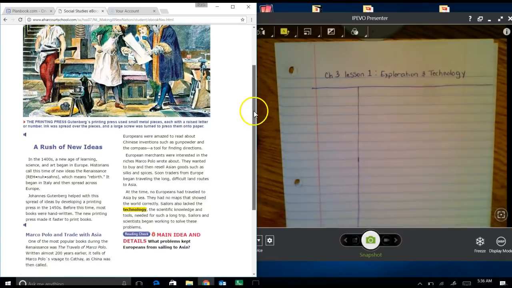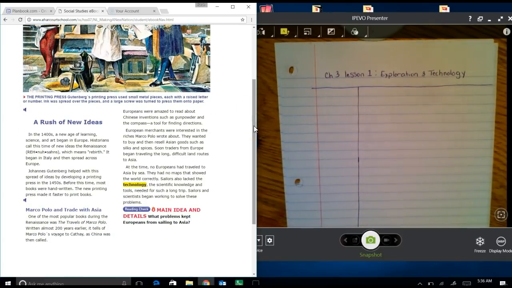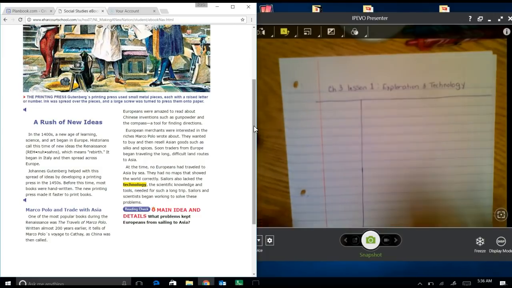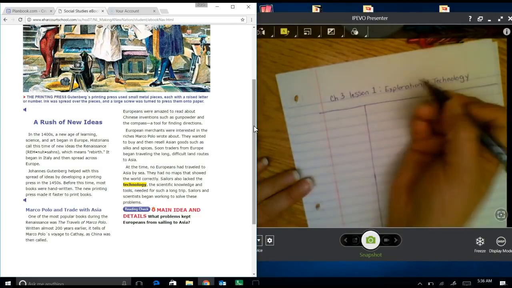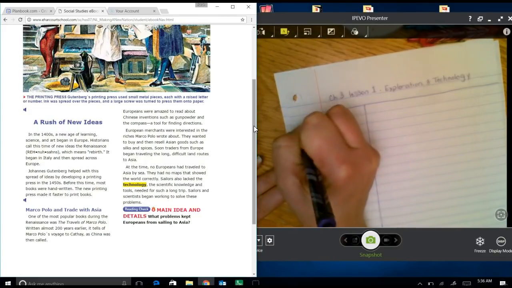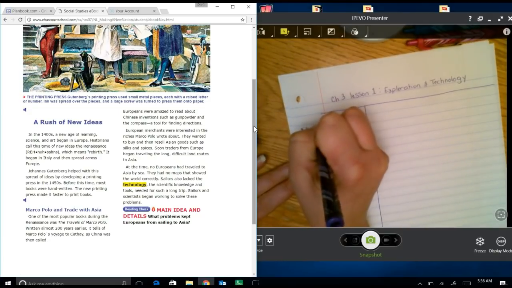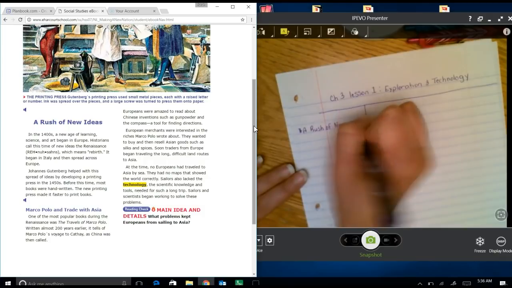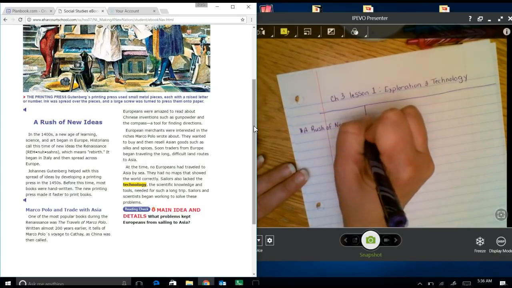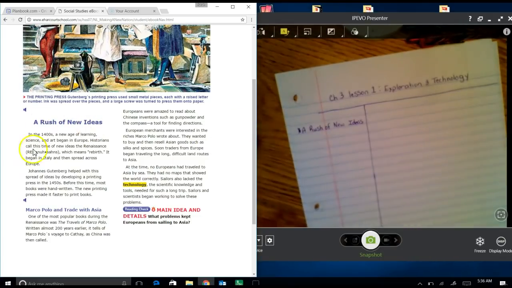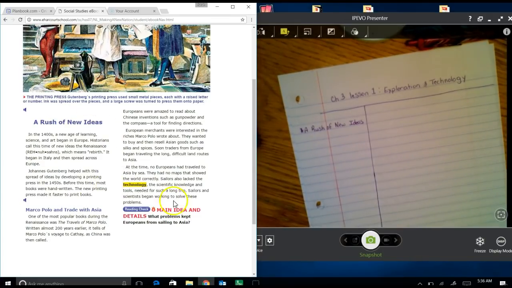Okay? Then our next section is A Rush of New Ideas. Okay? I'm going to use one of my colors. My purple is going to be my main ideas. Okay? So my next section is going to be A Rush of New Ideas. Let's see what this section has to say about some of these new ideas. Let's go ahead and read this first section and see what we think might be important, okay?